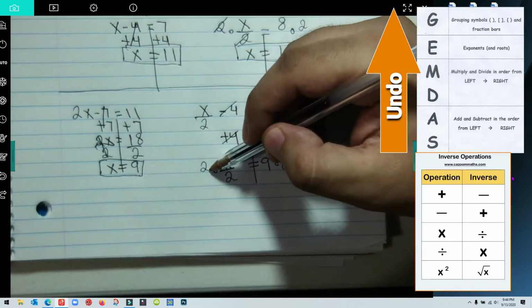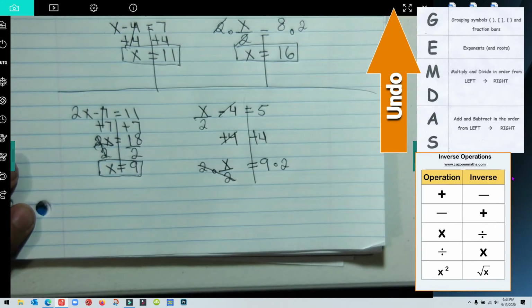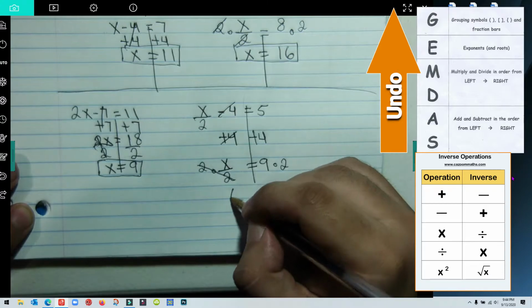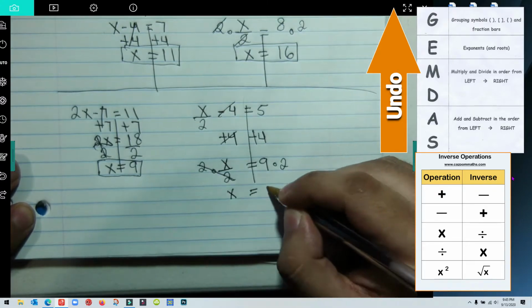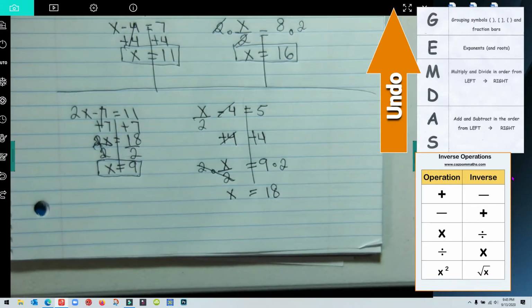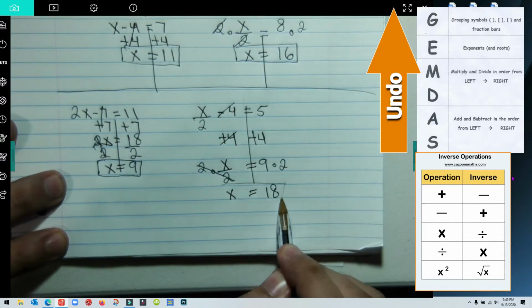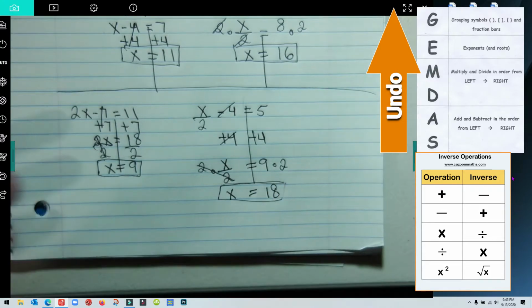These guys are going to reduce completely, and I'm left with x equals 18. And that right there is my answer.